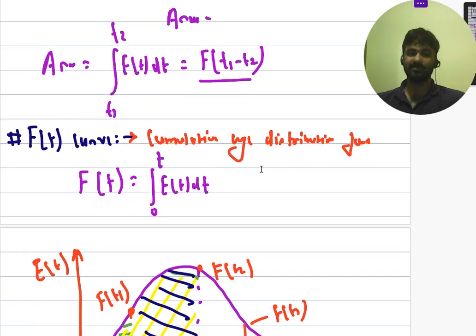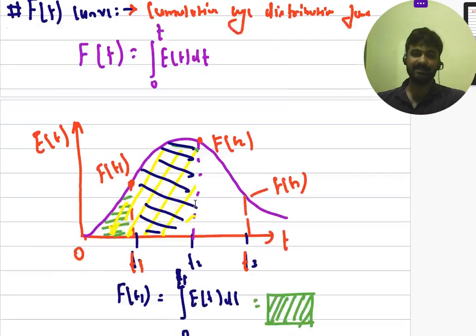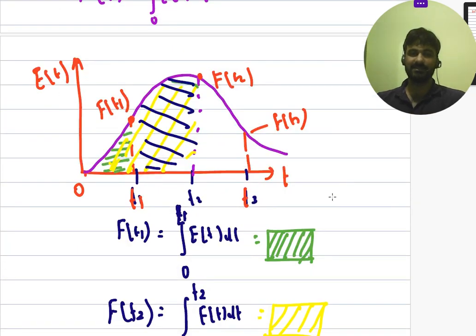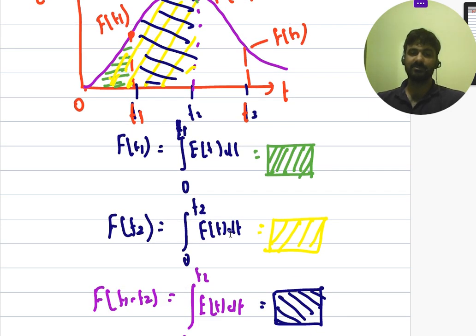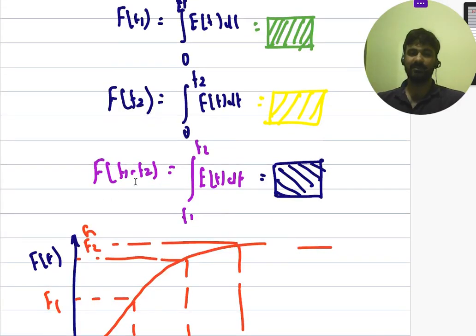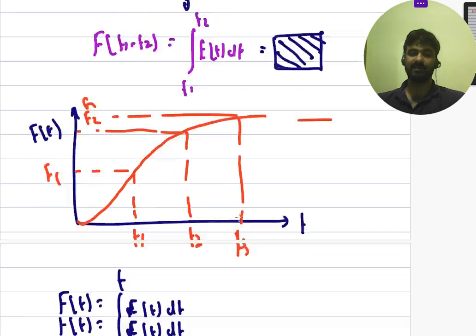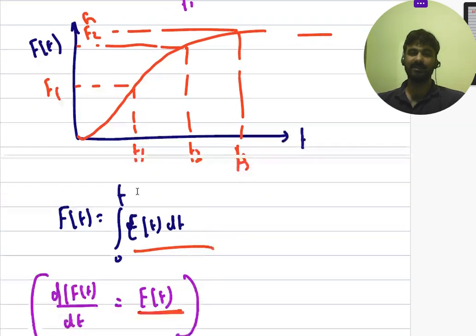So F(t) is called the cumulative age distribution function, and the formula for F(t) is the integral from 0 to t of E(t) dt. Now coming to the E(t) versus time curve, if I am calculating F(t), meaning the fraction of molecules between time 0 to t1, that is the integral from 0 to t1 of E(t) dt, and the fraction of molecules between time 0 to t2, that is the integral from 0 to t2 of E(t) dt. So if I want to calculate the fraction of molecules that has spent time between t1 to t2 inside the reactor, that is the integral from t1 to t2 of E(t) dt, right? So you can calculate these things like that.